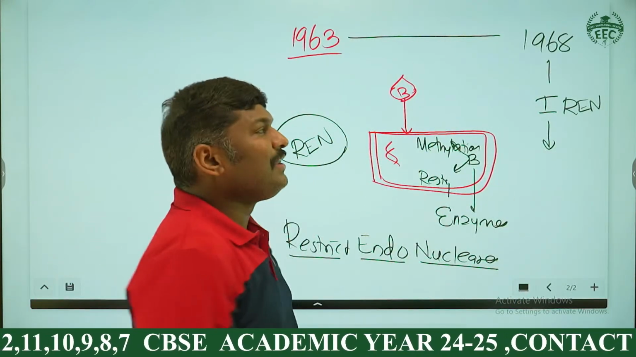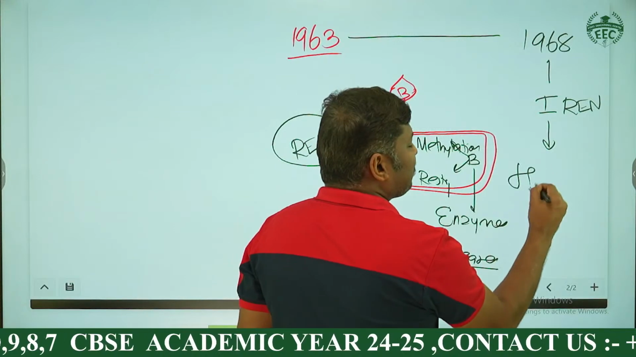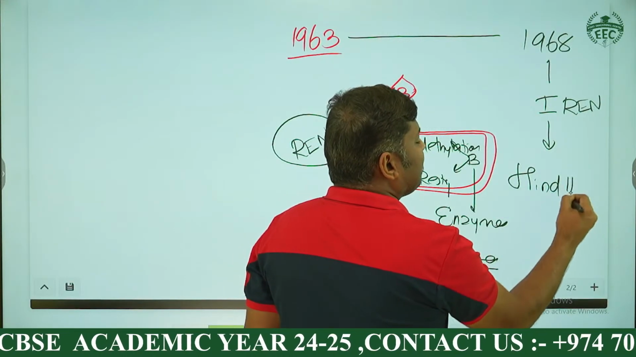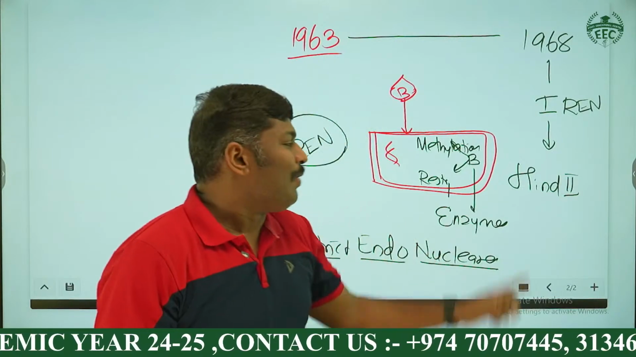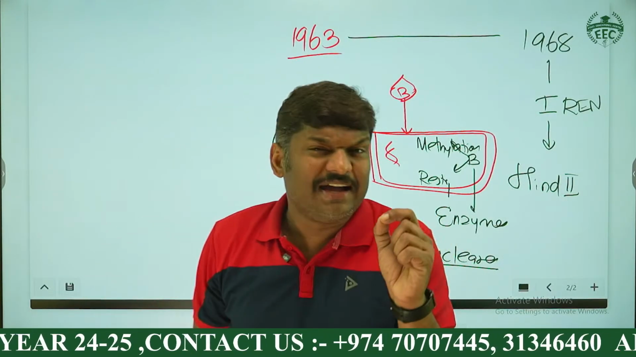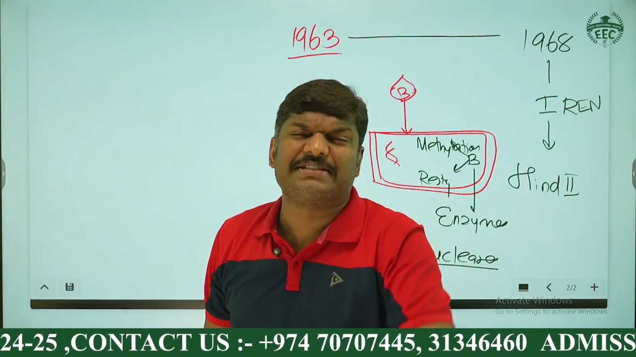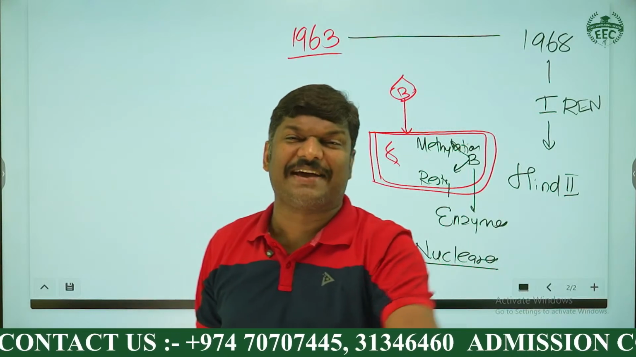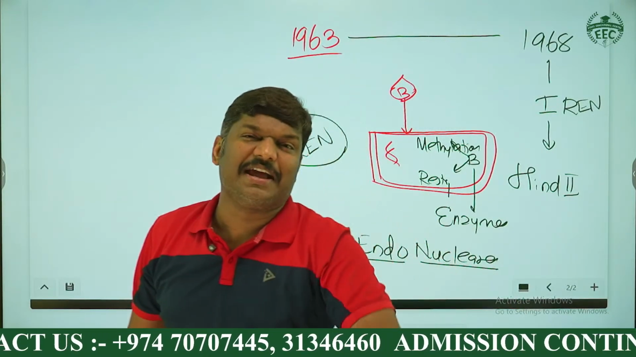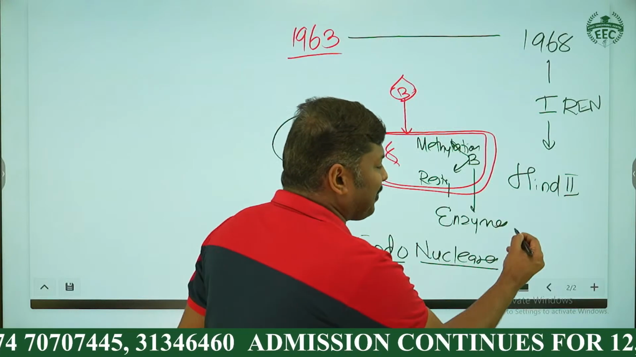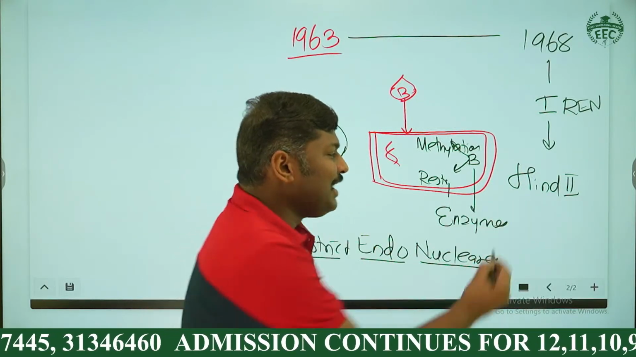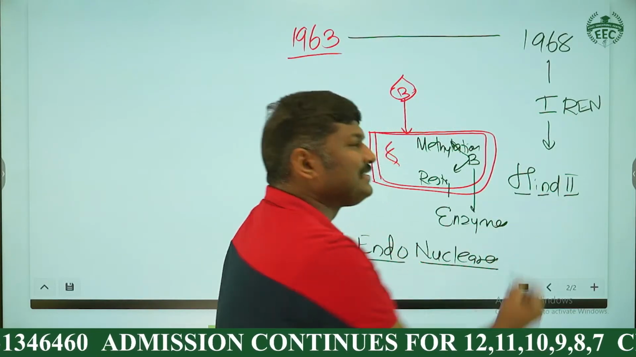After 5 years, they observed that there is an enzyme called HindII. And this is what we call HindII. What is H? That restriction endonuclease enzyme, the first restriction endonuclease enzyme, was extracted from a bacteria named Haemophilus influenzae, and that you already studied.